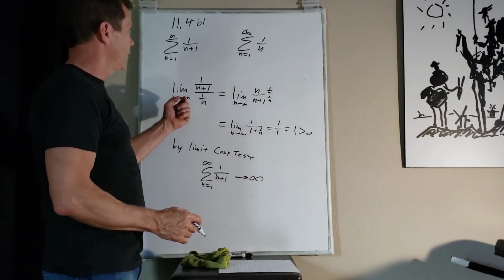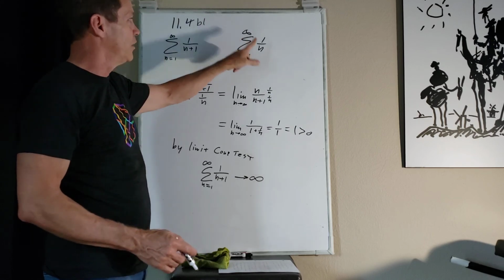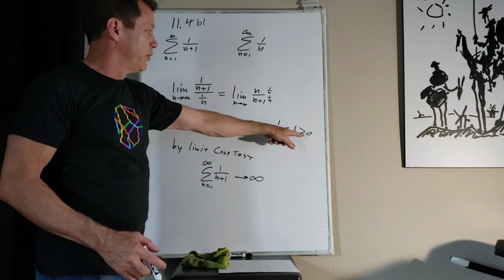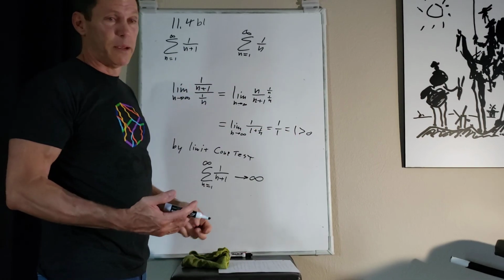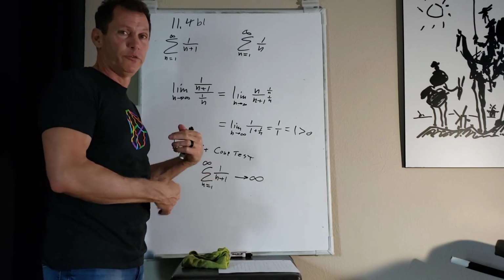Okay, now if I thought it would have converged, I would have picked something that looked similar to it that I thought converged. Do this, and hopefully it goes to a nice number that's bigger than 0, and if it does, then they both do the same thing. Okay, that's the limit comparison test. Stop this video and do some more here in a little bit.